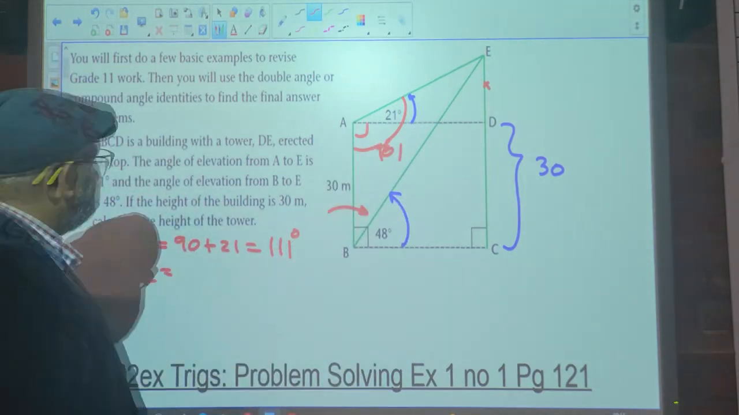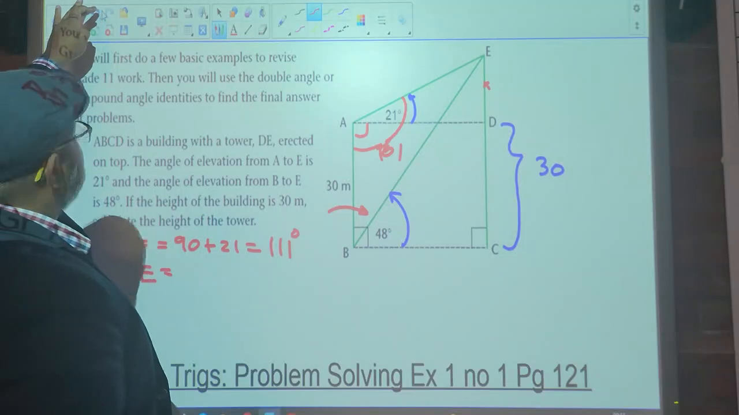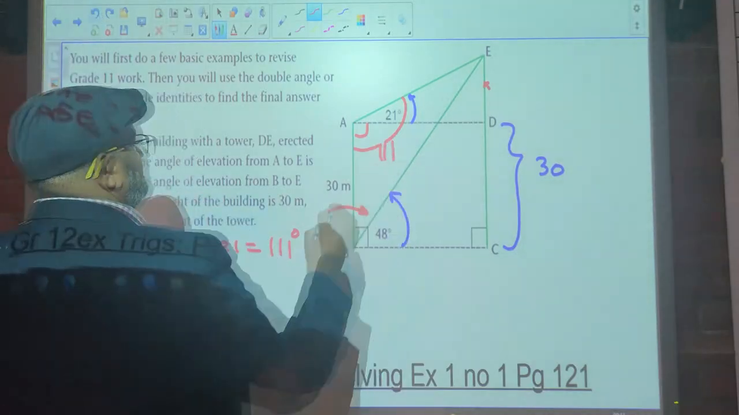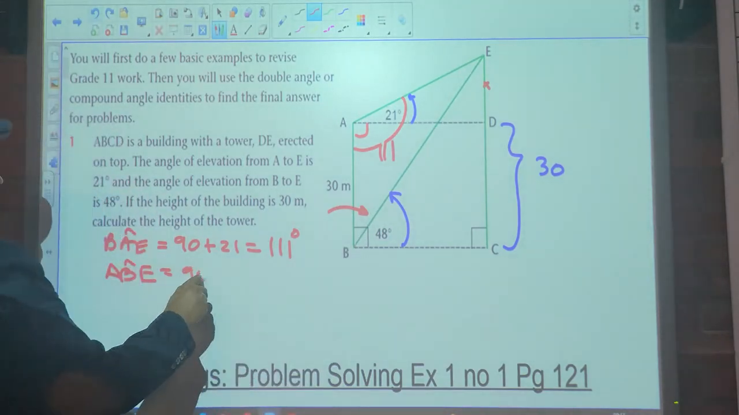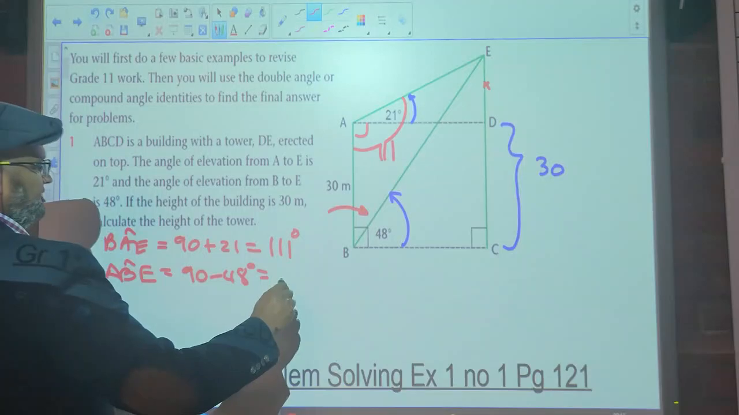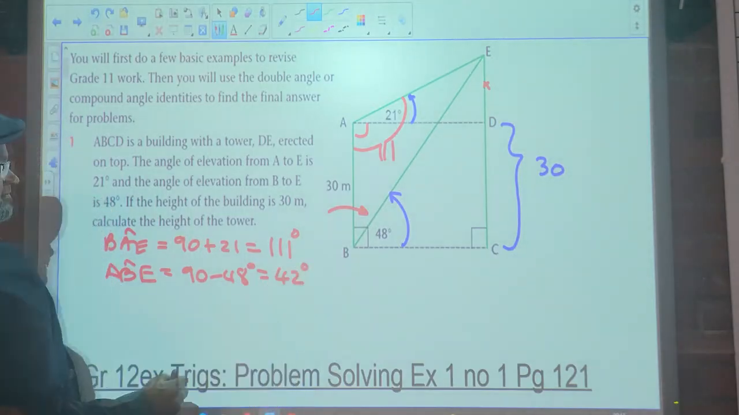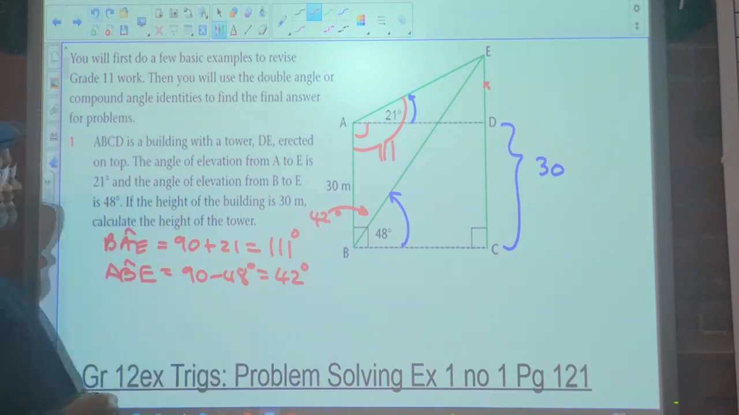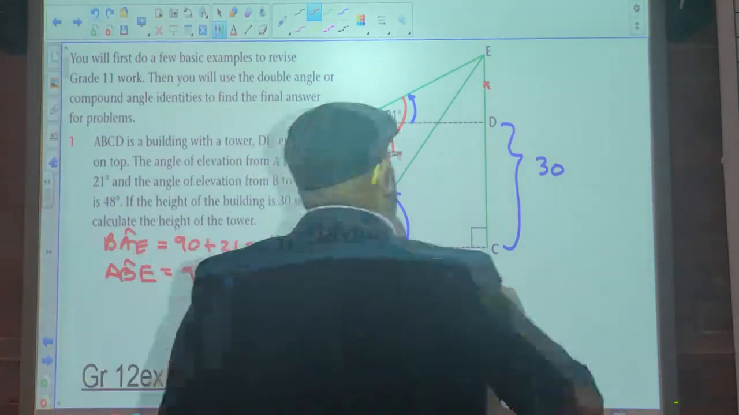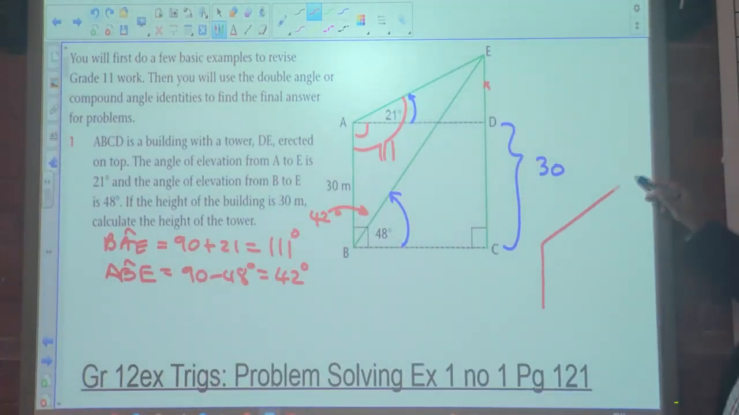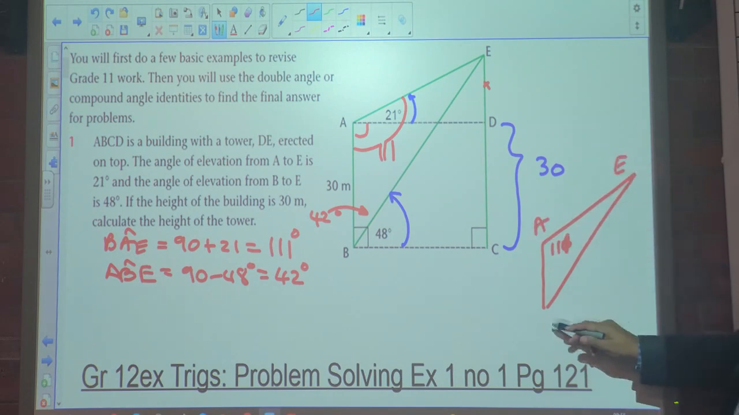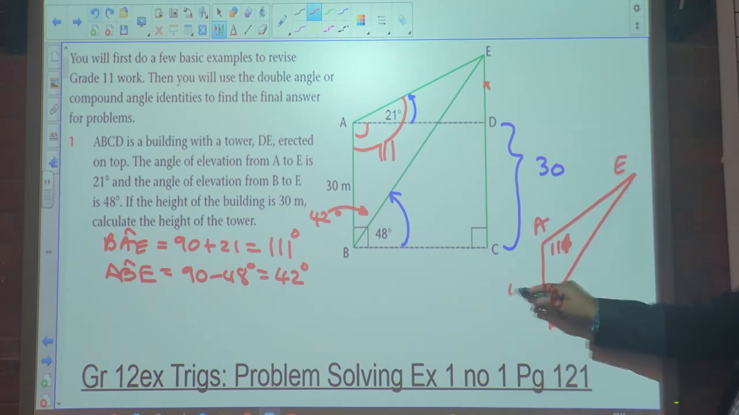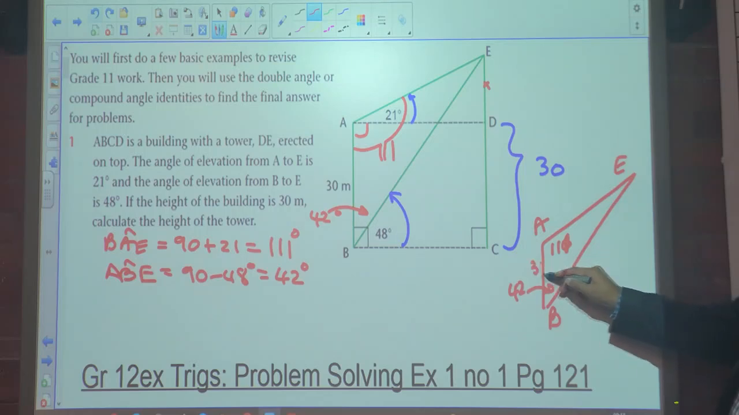Okay, again, the same thing. You can work out this angle here, which is 90 minus 48, which is 42 degrees. Is that correct? So we have a triangle looking like this now. And for those of you who have problems seeing it, I would suggest you write it out. So it's AEB. This of course is 42, and we have a length of 30.